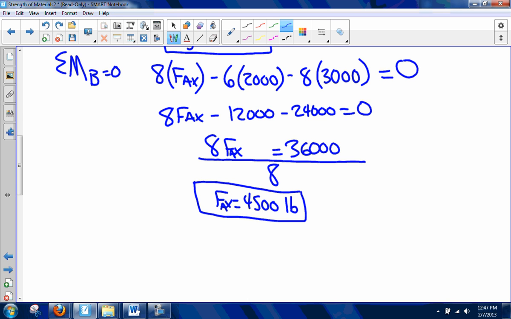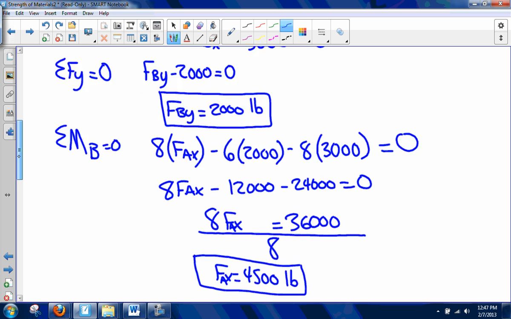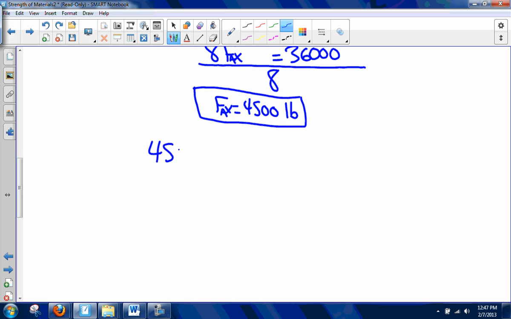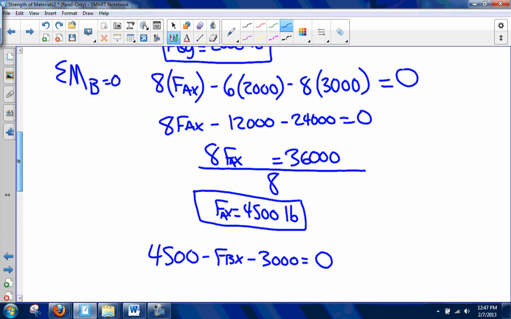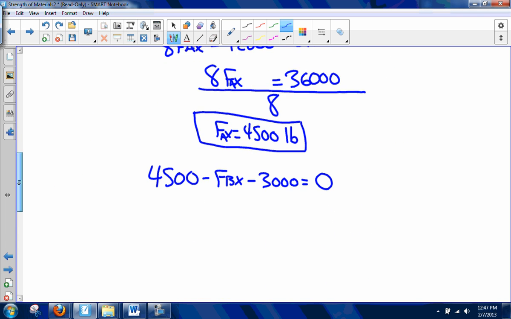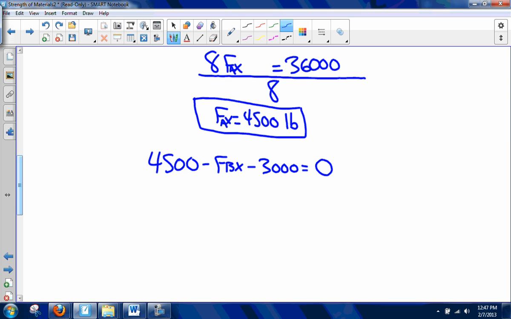Okay. Now I'm going to plug this back into the equation for the sum of the forces of the x. I'll get 4,500 minus FBX minus 3,000 equals 0. Let me make sure I did that right. Right. Okay. So I have 4,500 minus 3,000 is a positive 1,500. I'm going to put that to the other side, so I'll have negative 1,500 equals negative FBX. All right, so now I need to get rid of the negative sign. So divide by negative 1, that gives me FBX is equal to a positive 1,500 pounds.